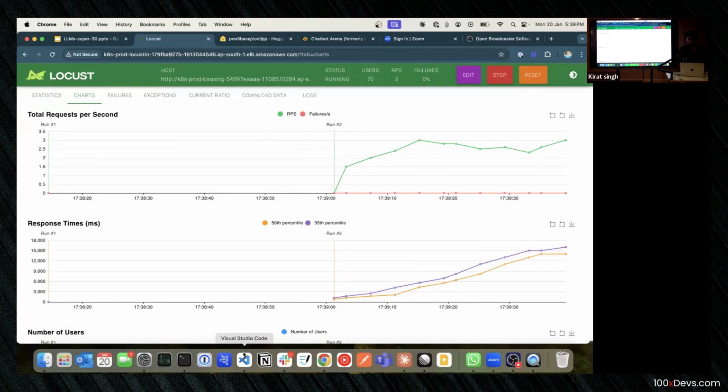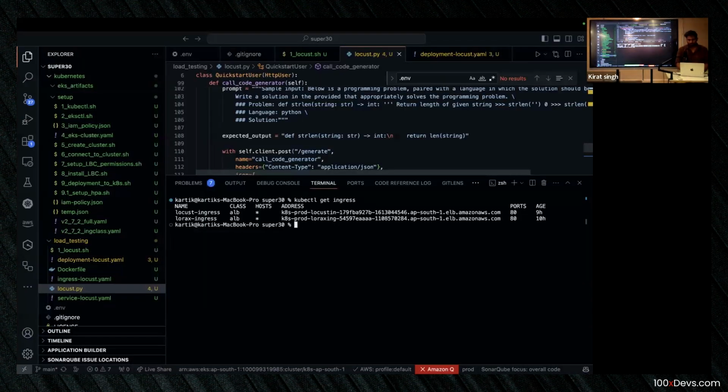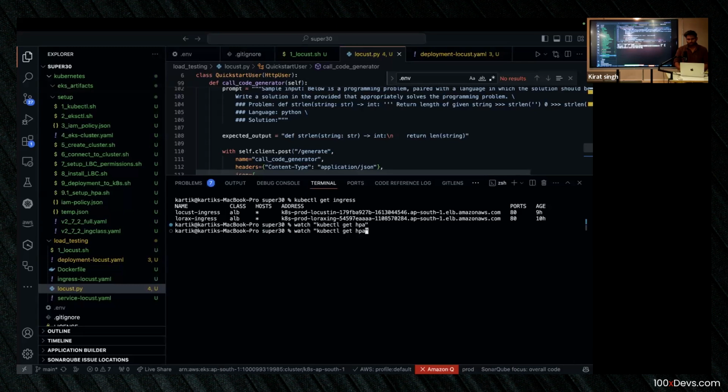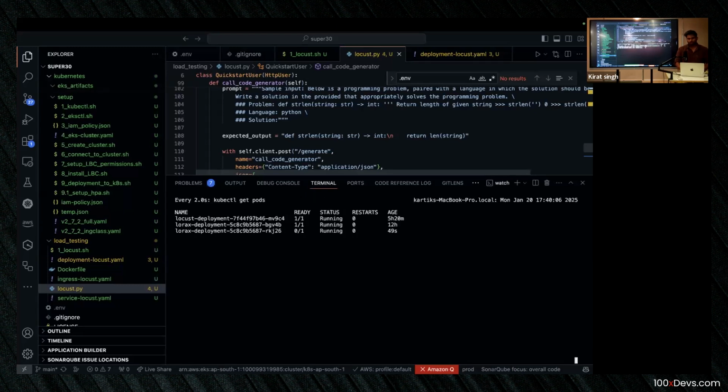Now, if I look at HPA, if I do a watch, kubectl get hpa. Okay, now you can see the target utilization has gone up to 50. Earlier it wouldn't have been 50, it would have been 0. And then you can also check the number of pods. Previously, the pods were 1. Now the pods are 2.